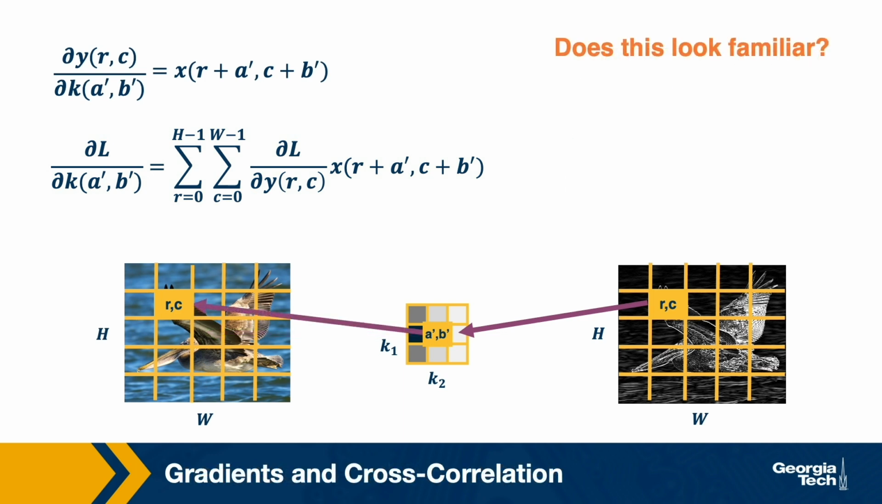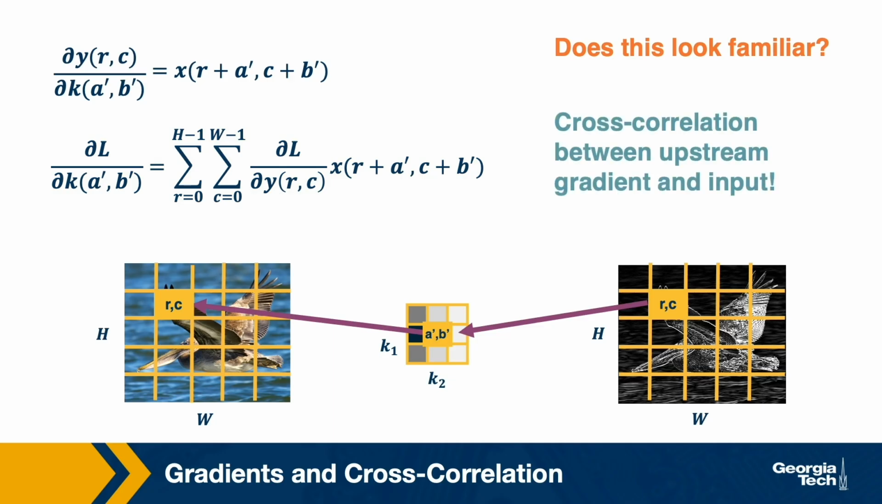You can look at this equation and maybe be reminded of something we learned before. What does this equation look like it's implementing? If you think about it, it's just a cross correlation. It's the cross correlation between the upstream gradient, the partial derivative of the loss with respect to the output, and the input. We do this cross correlation between the upstream gradient on the output and the input until we get k1 by k2 values. And that is our gradient.